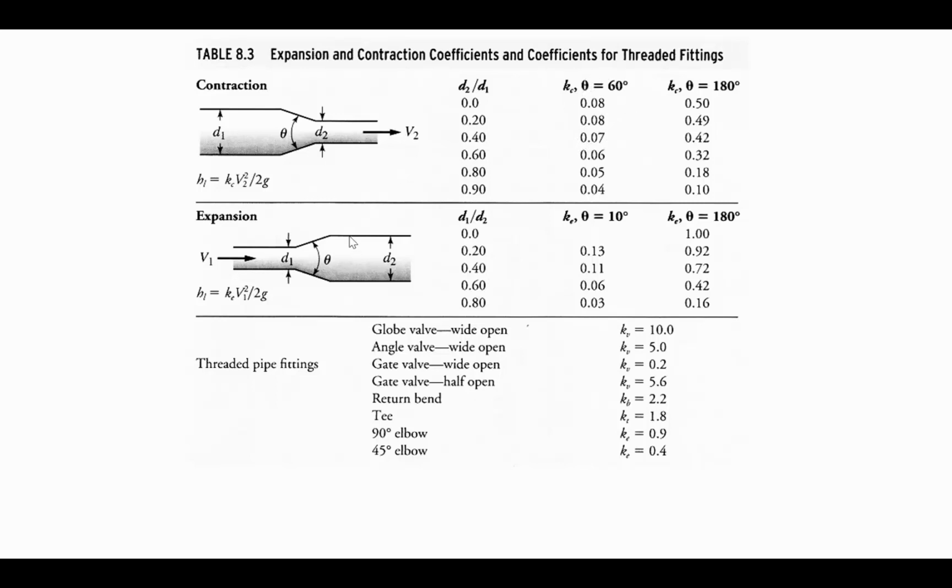And the same thing happens for an expansion, and this diameter 1 to diameter 2 ratio of 0 would just be a pipe exiting into a tank. And the same thing here, the first row where we have D2 to D1 is 0. That would be a tank discharging into a pipe.